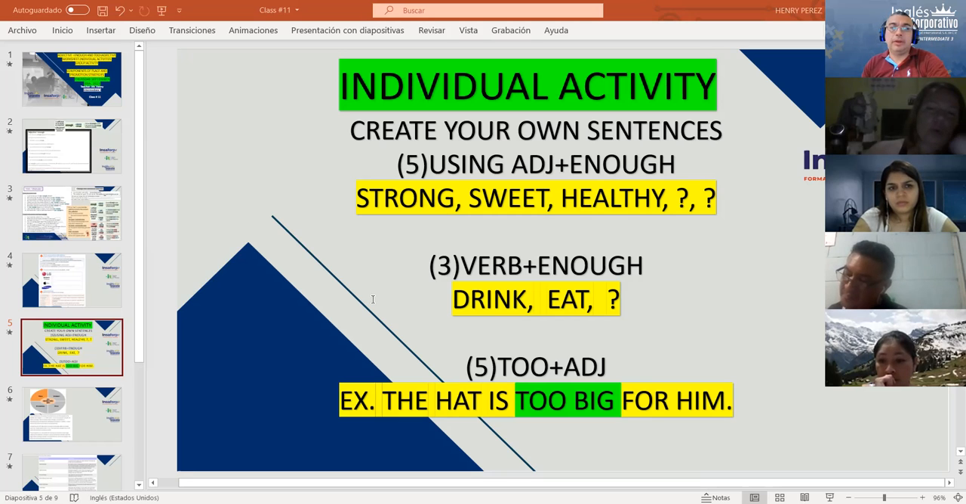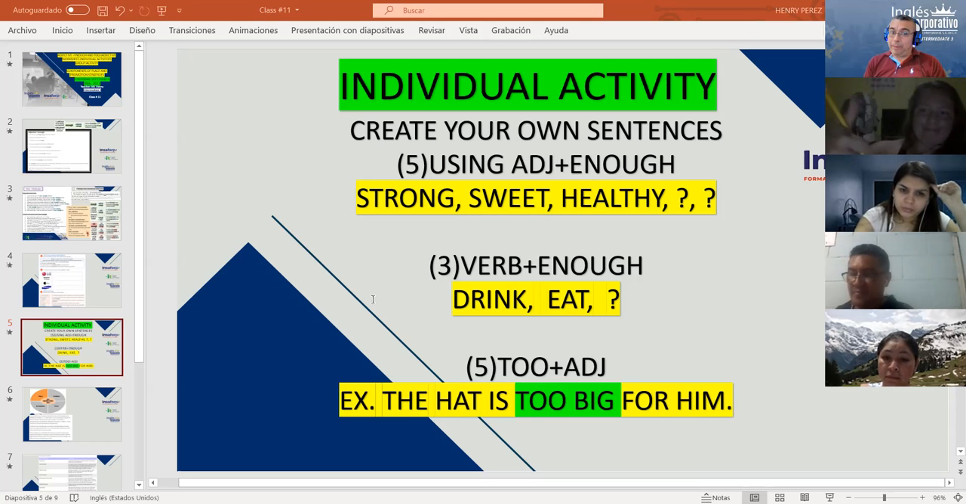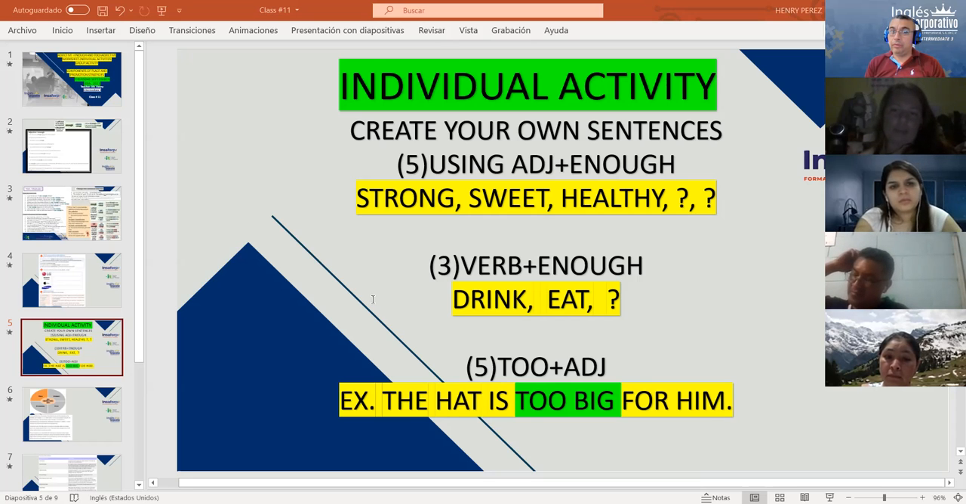No. It depends on how you formulate your sentence. Can you give me an example in simple present, please? Okay. I eat enough food every day. Yo como suficiente comida todo el día, right? So that I'm using present simple. Now I can use simple past. I ate enough food yesterday. See? And now present perfect. I have eaten enough food. Yo he comido suficiente comida. All right? Present perfect. Past perfect. I had eaten enough food. Right? That's past perfect.